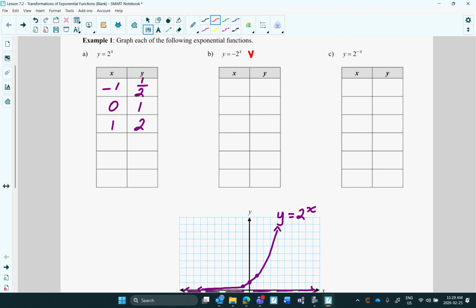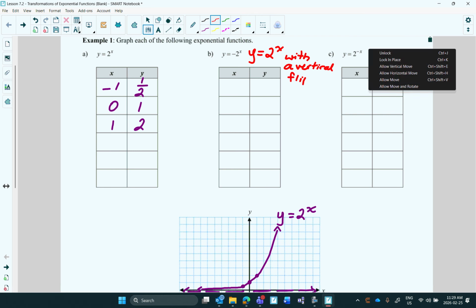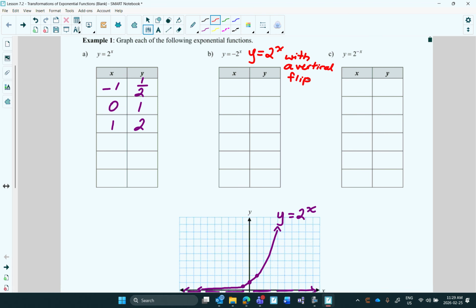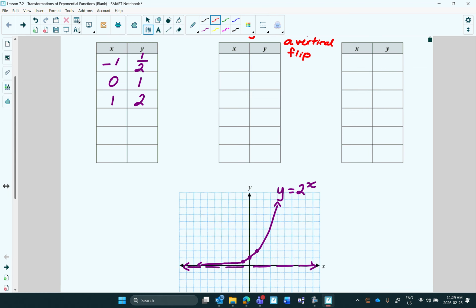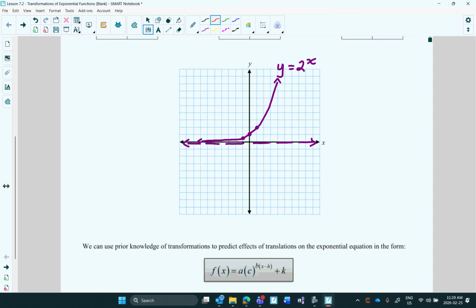So this is just y equals 2 to the x with a vertical flip. So I really don't need a table of values. I just look at the graph of 2 to the x and flip it over the x-axis. So this one flips over to here, this one flips here, this one flips here. The asymptote, because it's on the x-axis, doesn't go anywhere.